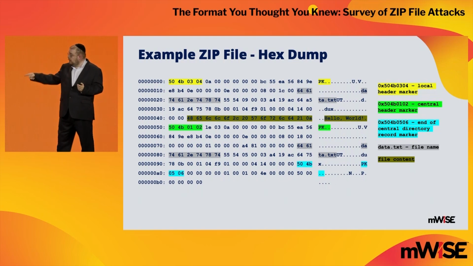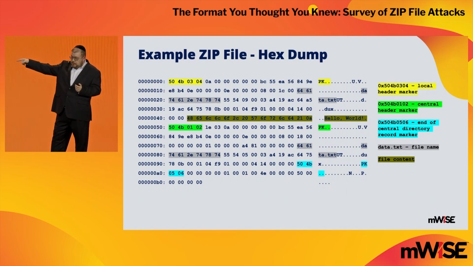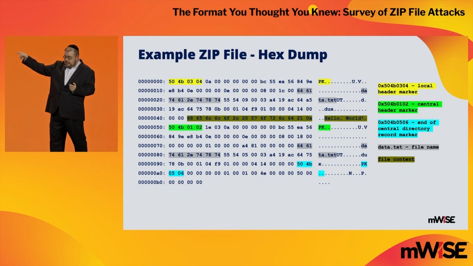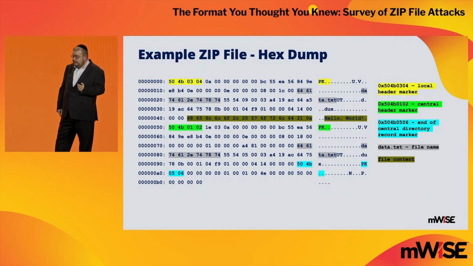And the parsing is done backwards. You go to the section all the way at the bottom. That tells you to go to the second section. That tells you to go to the first section.